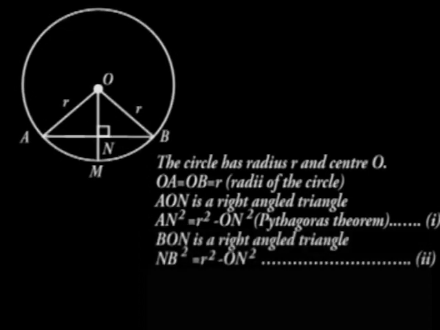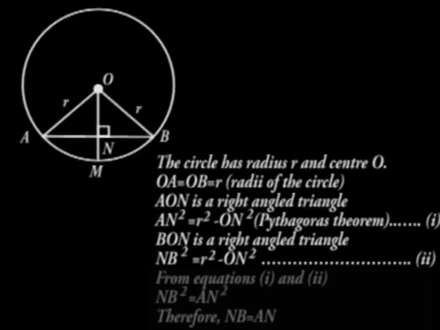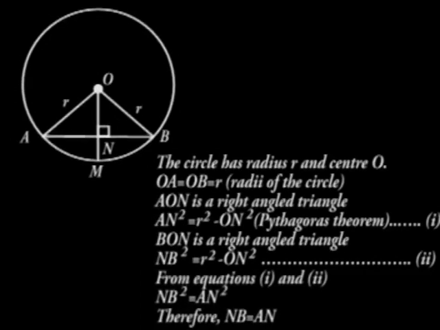BON is also a right-angled triangle such that NB squared is equal to R squared minus ON squared. Equation 2. From equation 1 and 2, we can deduce that NB squared is equal to AN squared, and therefore NB is equal to AN.